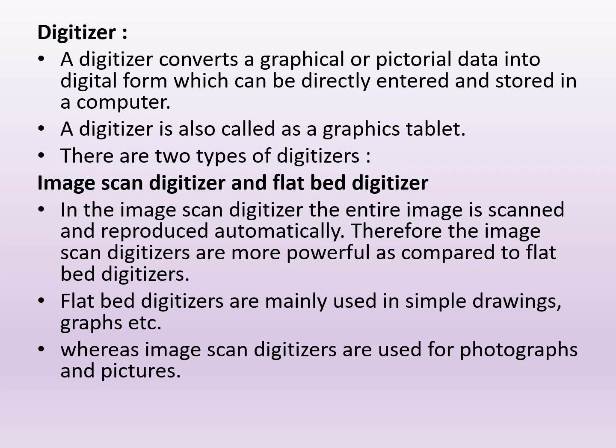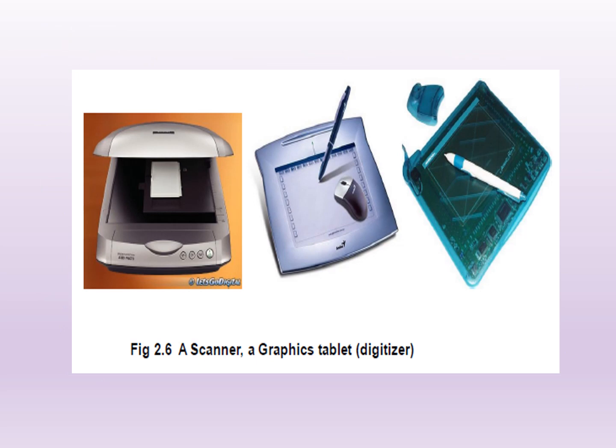In the image scan digitizer, the entire image is scanned and reproduced automatically. Therefore, the image scan digitizers are more powerful as compared to flatbed digitizers. Flatbed digitizers are mainly used for simple drawings, graphs, etc., whereas image scan digitizers are used for photographs and pictures. So this is the image of the graphics tablet, that is, a digitizer.